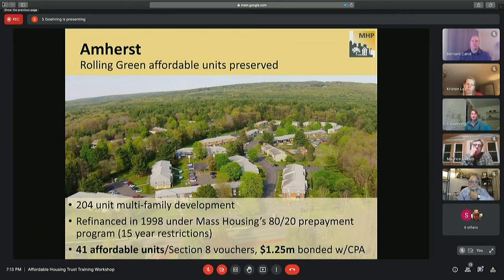So most trusts would not be able to bond because trusts don't have the kind of income that a CPC has. So it may not sound like the best example, but a lot of communities don't have that amount of cash necessarily sitting in their trust. So it's a way that a trust can be partnering with the CPC to help it to extend affordability in units that might be set to expire.